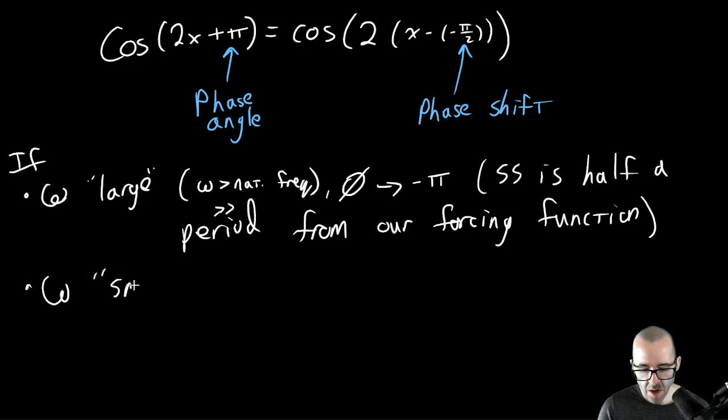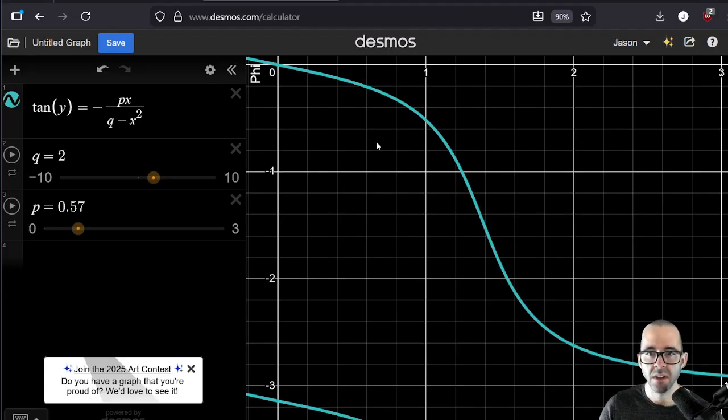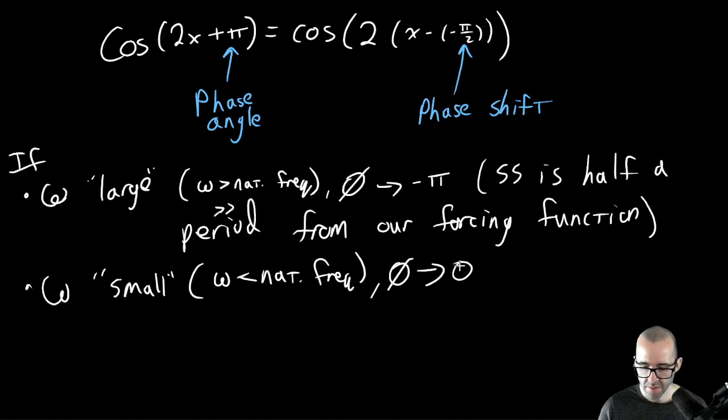But if omega is small, which would be when omega is less than the natural frequency, and again, if there's damping, it really needs to be much, much less than this. What did our phase angle do if our forcing frequency was really small? And again, you can see this much more easily with low damping. It was almost 0. And specifically, our steady state was in phase with the forcing function.